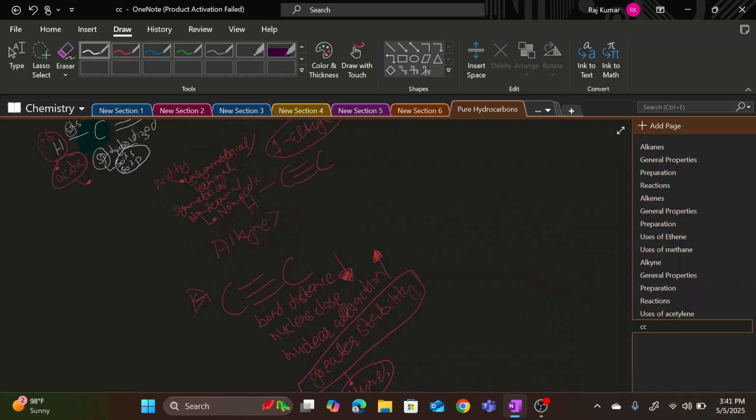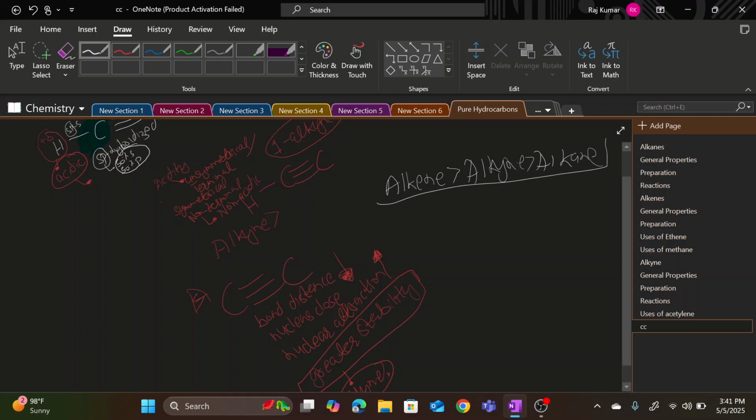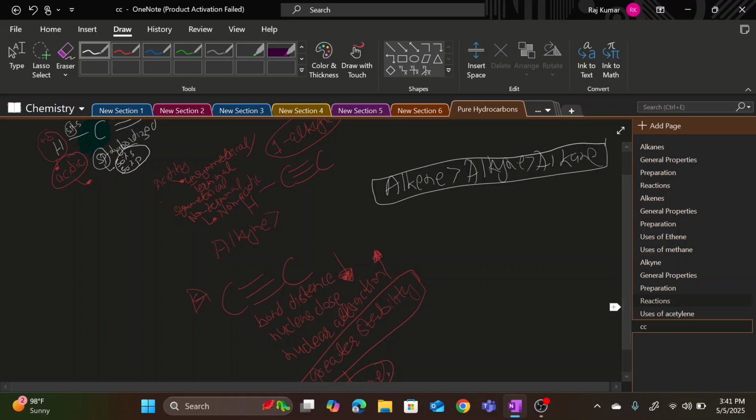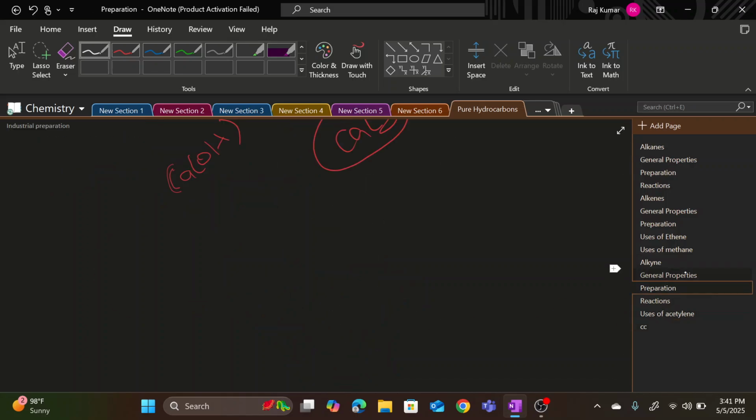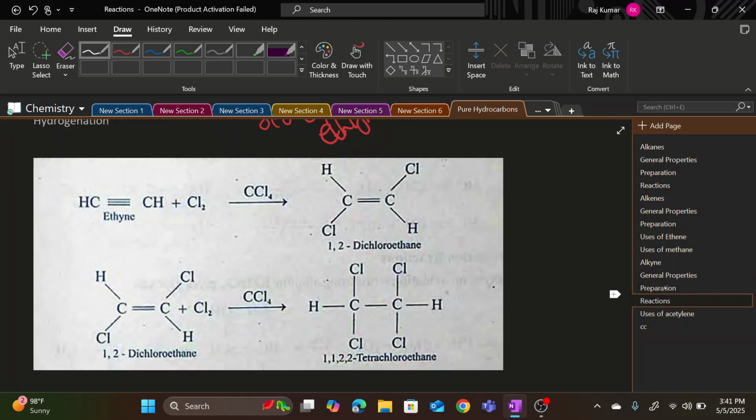If you just compare it with alkane and alkene, then we can say that alkene is the most reactive because it is a pi bond and it is not having a shorter bond distance as well, then alkyne, and then alkane. So this is the order of reactivity. You need to keep that in mind. Alright, let's just understand the reactions.